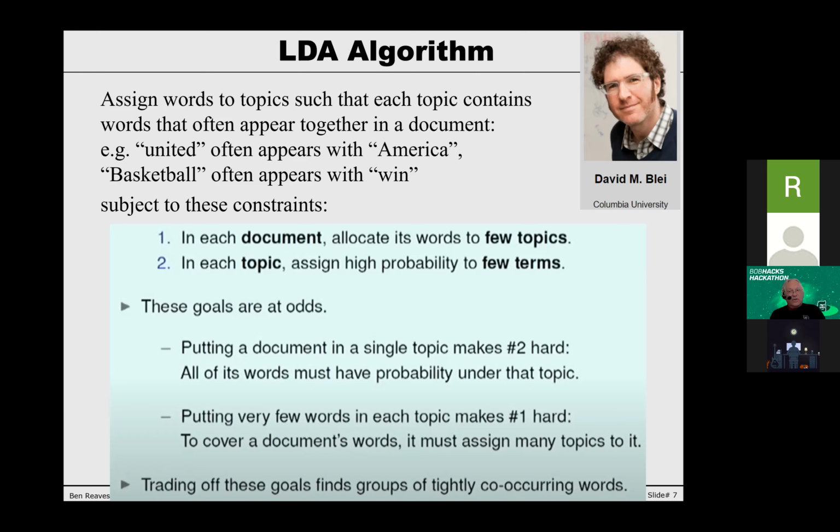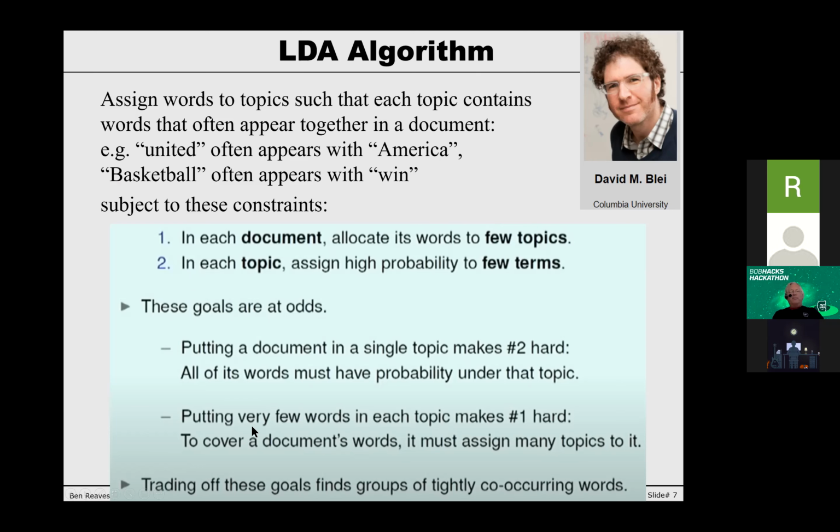And you're going to assign words to topics according to these two constraints. In each document, you want to allocate its words to a few topics. In each topic, you want to assign high probability to a few terms, okay? These two constraints are opposing each other, because if you only do number one, sure, I can just allocate all the words to one topic. There you go. You're done, right? You only have one topic. All the words are in there. Well, that's no good, because you violate number two, which is in each topic, you don't want to have too many terms. So that's another description of what LDA is doing.